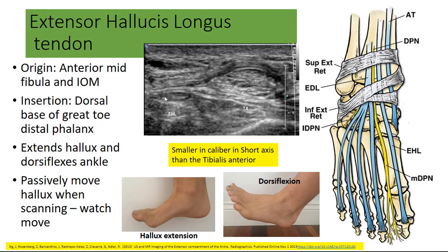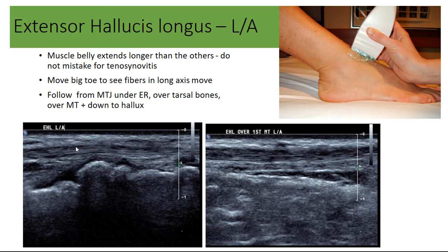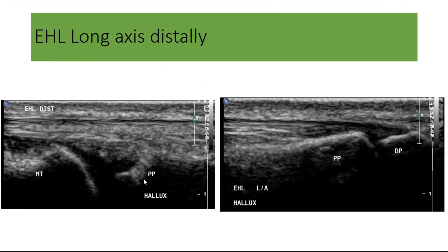It's going to sit more lateral to the tibialis anterior. It always sits deep to the retinaculum. You can see it sitting in here. It's important to look at it in long axis. Once again, don't confuse tenosynovitis with any retinaculum sitting over the top of it, and follow it down as it runs close to these tarsal bones. If they're irregular, that can cause some irritation to it. And so you need to follow it all the way down to the hallux, all the way down to the distal phalanx of the hallux, as we can see here.